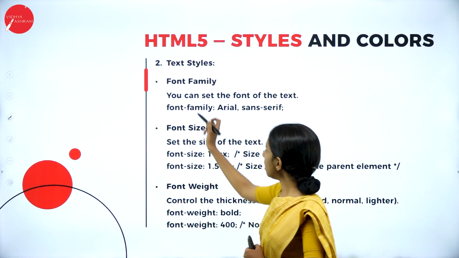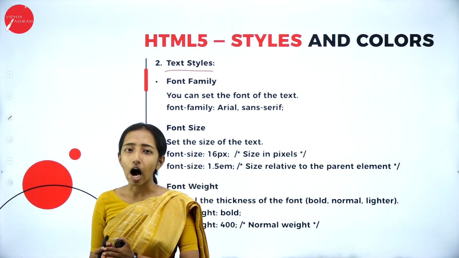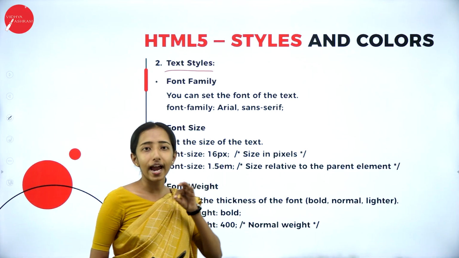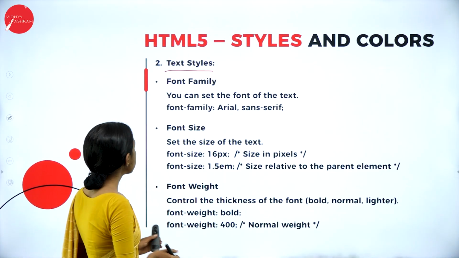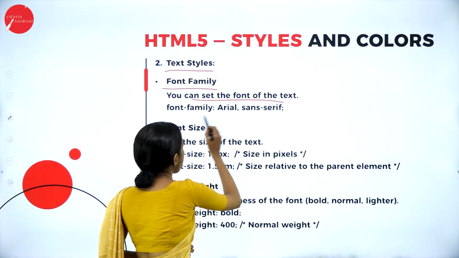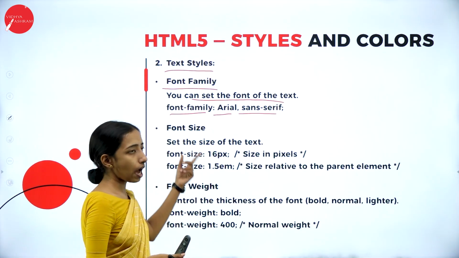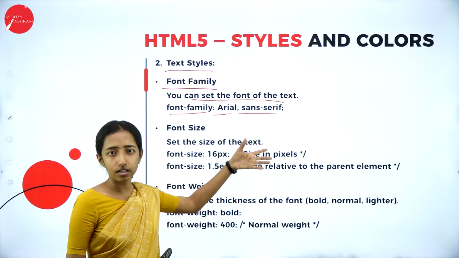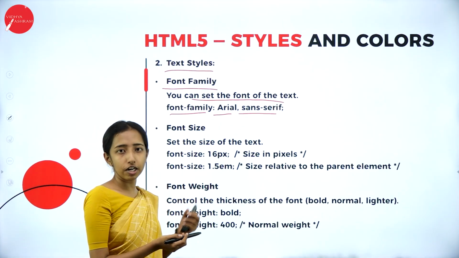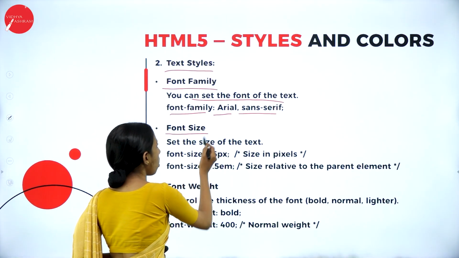The next, we have text style. Now we have come across coloring, how colors can be used in HTML5. The next one is how we can style the text. Here we have different font families, for example font family Arial, Sans Serif. These are the font families we can use in our HTML. By specifying these, we set the font family for the text or paragraph we have taken. The next is the font size.